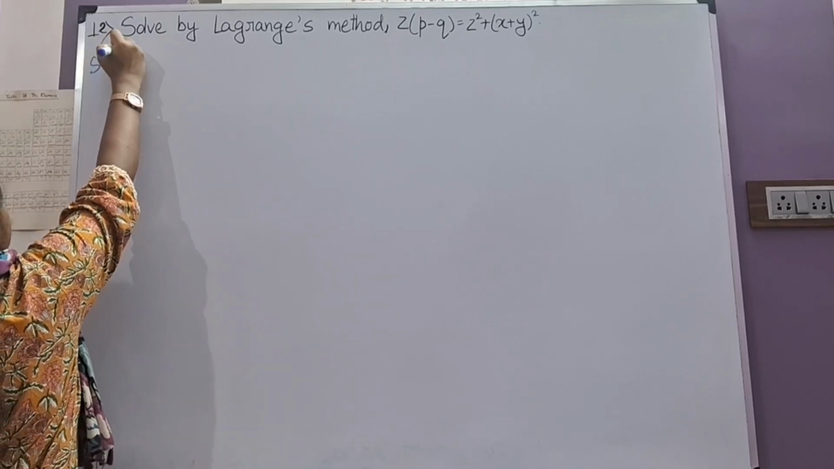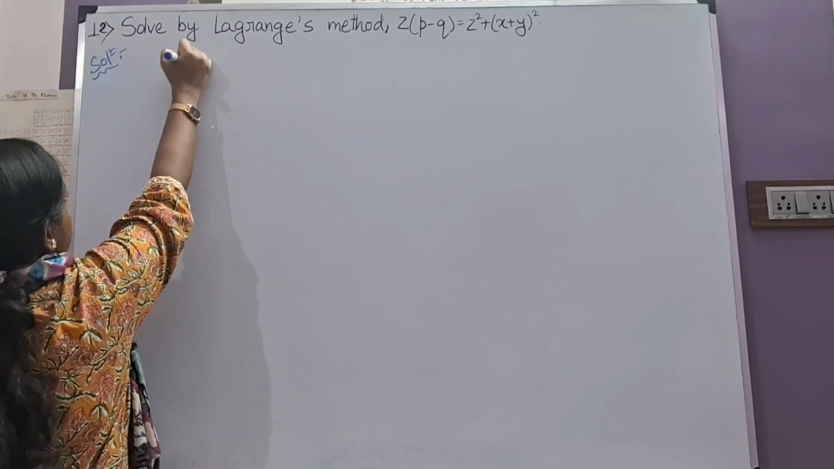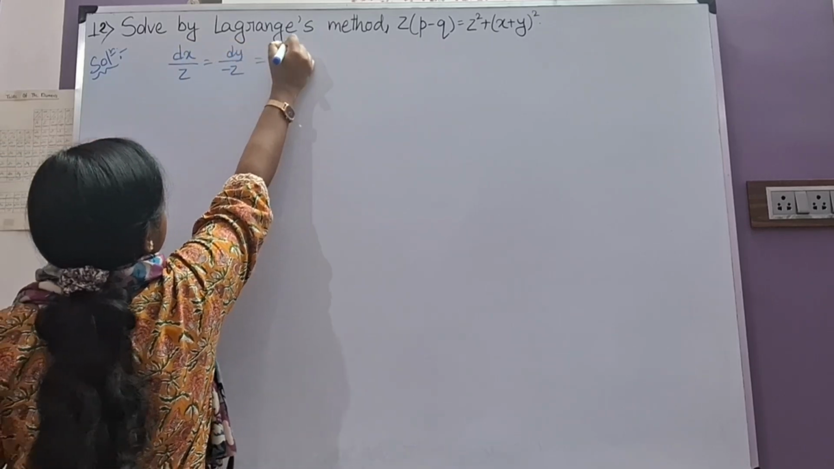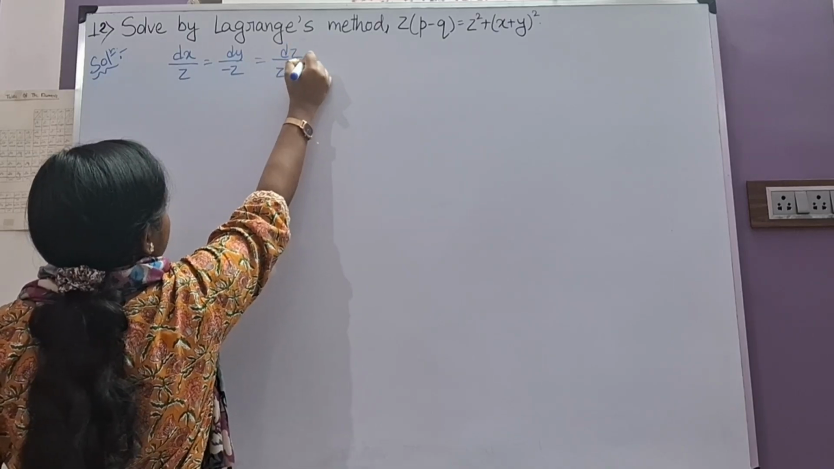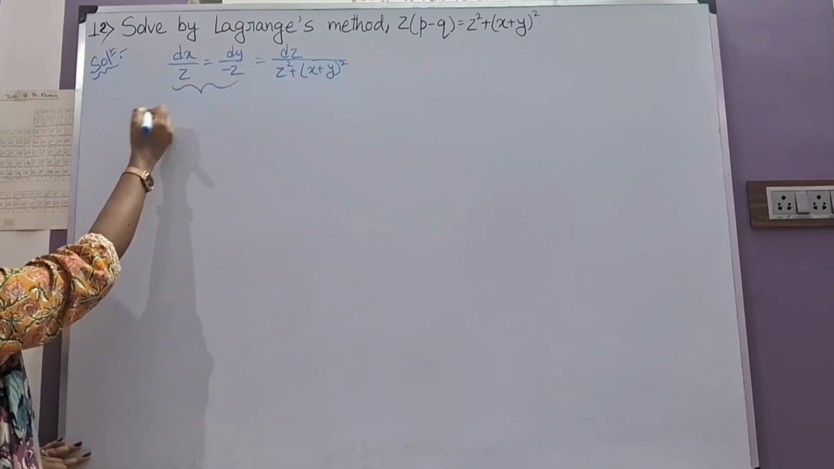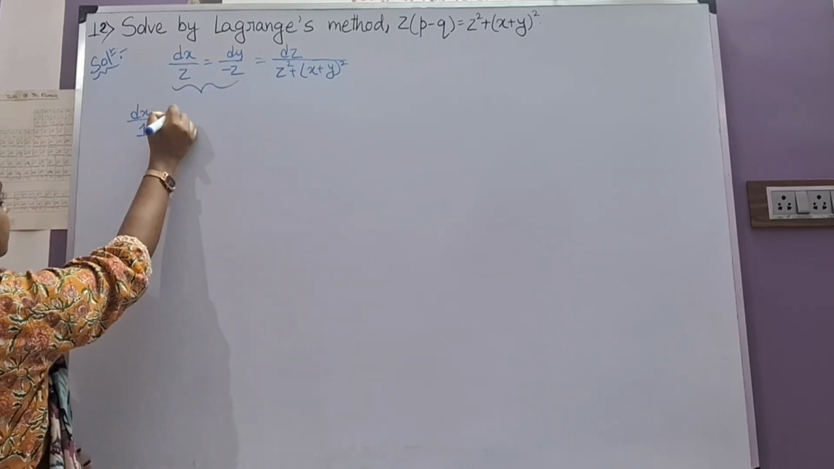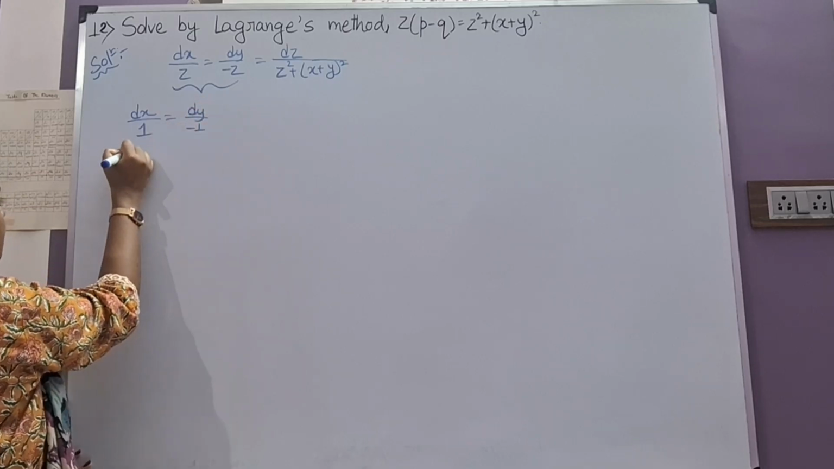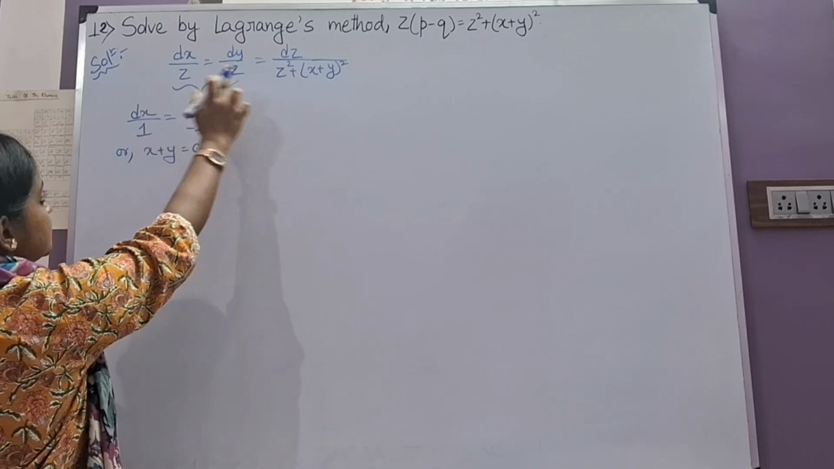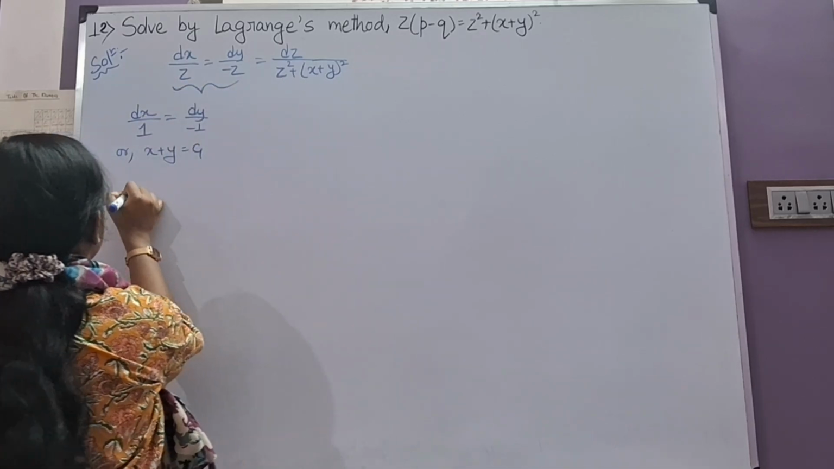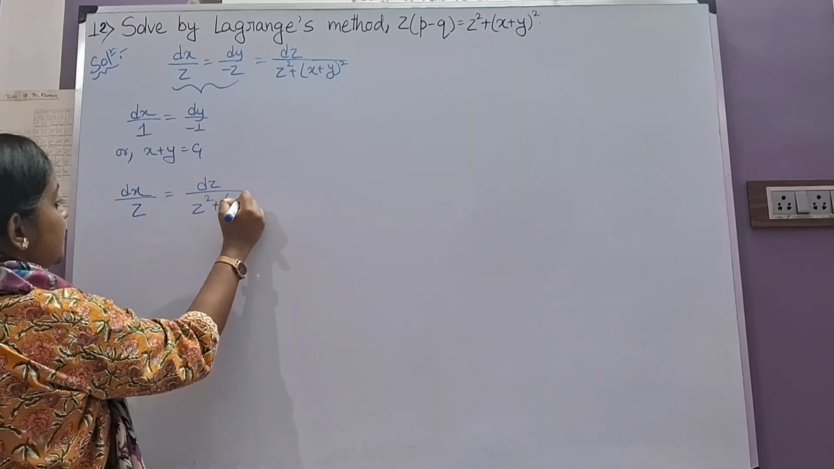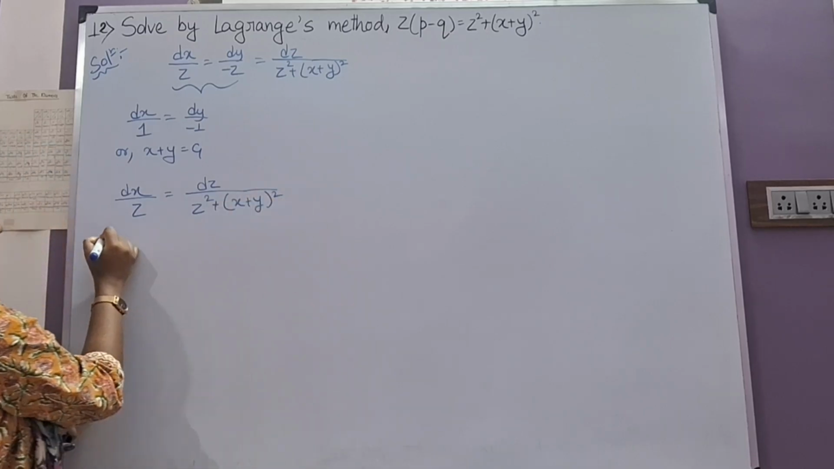Now we are going to solve this numerical. So here the Lagrange's subsidiary equation is dx by z equal to dy by minus z equal to dz by z square plus x plus y whole square. Now choosing the first two ratios, what we get? dx by 1 equal to dy by minus 1, or x plus y equal to c1. Now we are going to choose the first and third ratio. What do we get? dx by z equal to dz by z square plus x plus y whole square.